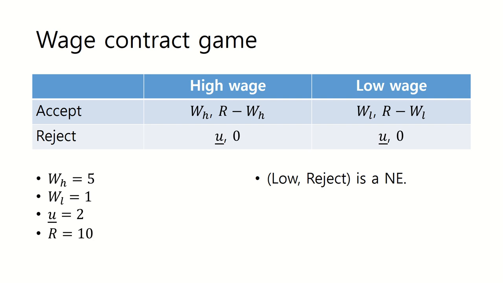If the employee accepts the offer, then the payoff or the utility is WH, which is 5. If the employee rejects the offer, then the payoff is U under bar, which is 2. 5 is greater than 2, so if high wage is offered, then the employee will accept it, right? You can do the same thing in the case where low wage is offered. We compare WL with U under bar. WL is 1, U under bar is 2. 2 is greater than 1. So if low wage is offered, then the worker will reject it, right? So if high wage is offered, the worker will accept it, and if low wage is offered, the worker will reject it.